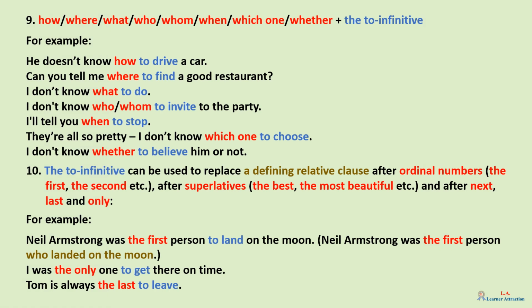9. How, where, what, who, whom, when, which one, whether, plus the to infinitive. For example, he doesn't know how to drive a car. Can you tell me where to find a good restaurant? I don't know what to do. I don't know who or whom to invite to the party.